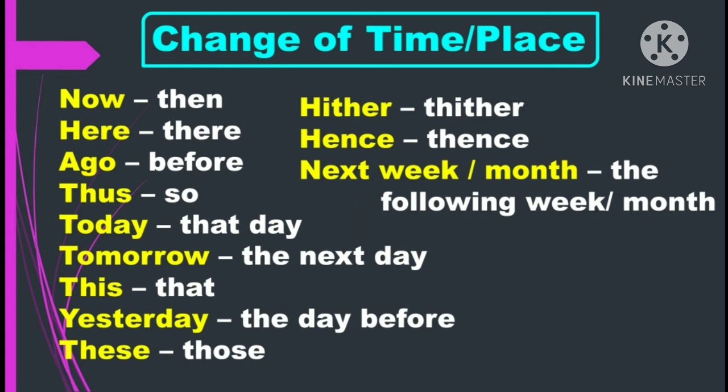And the last one is change of time or place from direct into indirect speech. Now becomes then or at that time. Here becomes there. Ago becomes before. Thus becomes so. Today becomes that day. Tomorrow becomes the next day or the following day. This becomes that. Yesterday becomes the day before or the previous day.